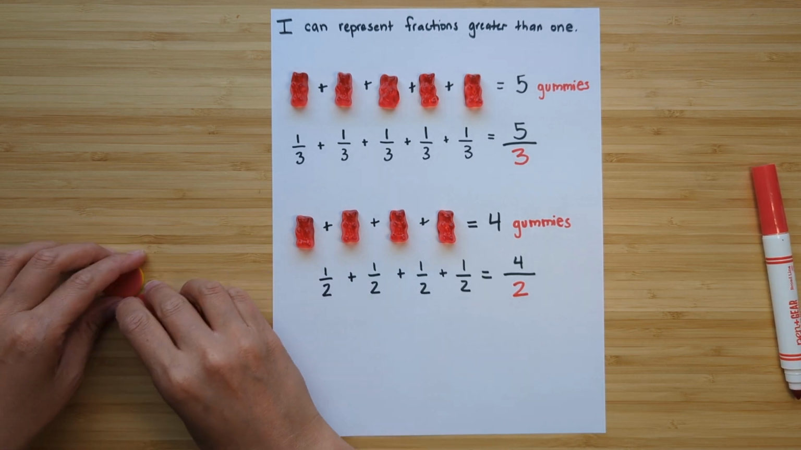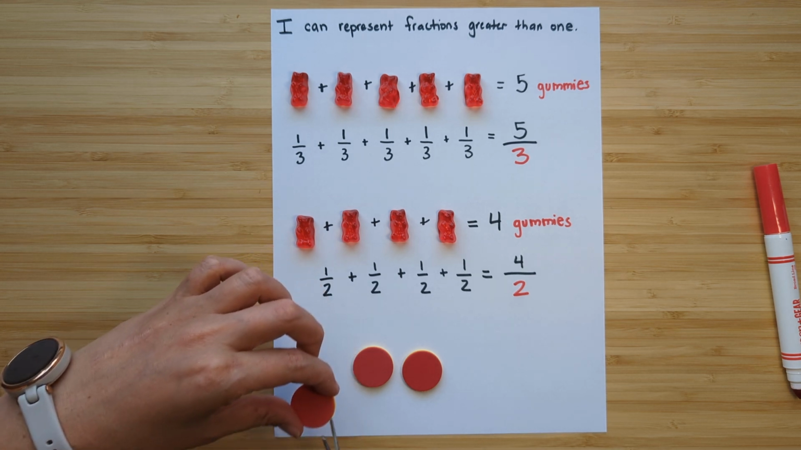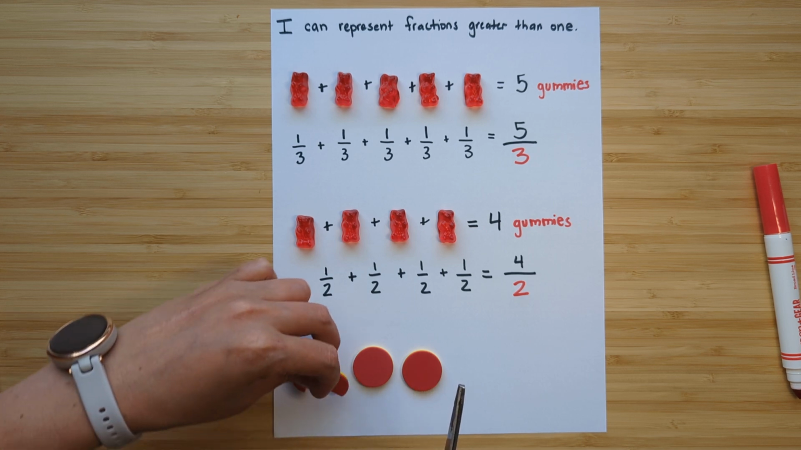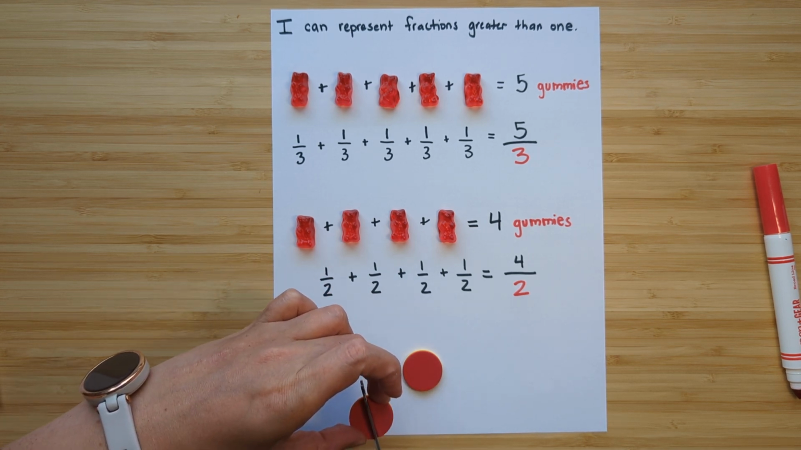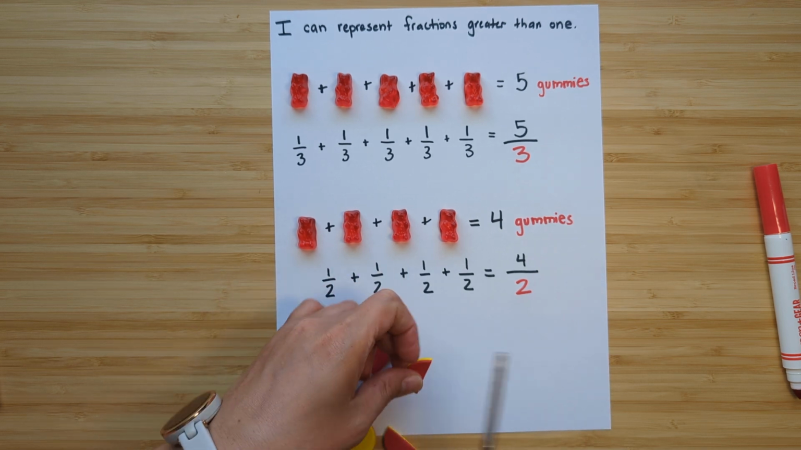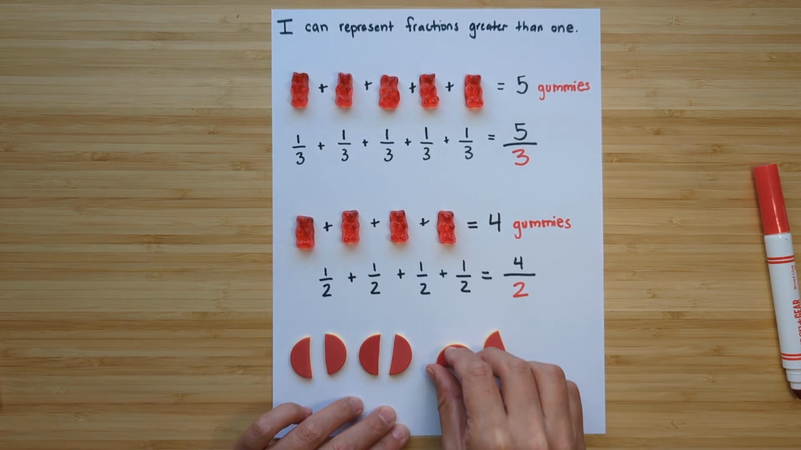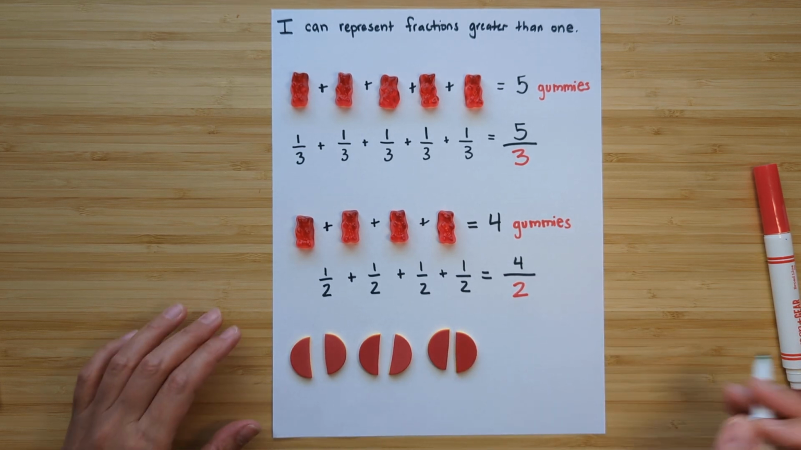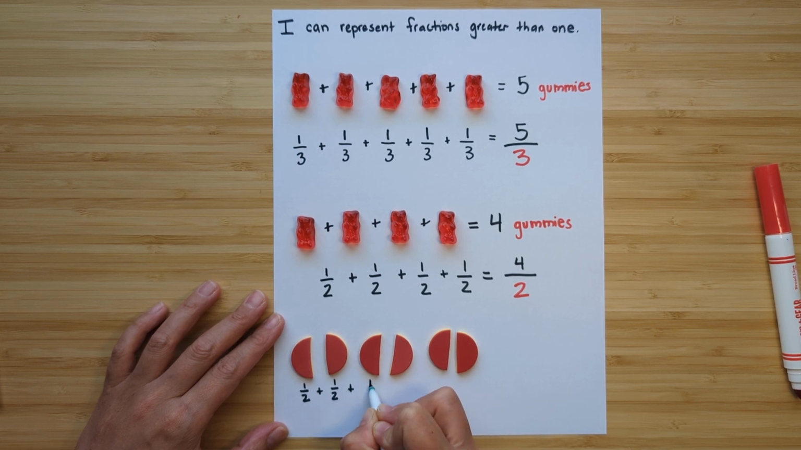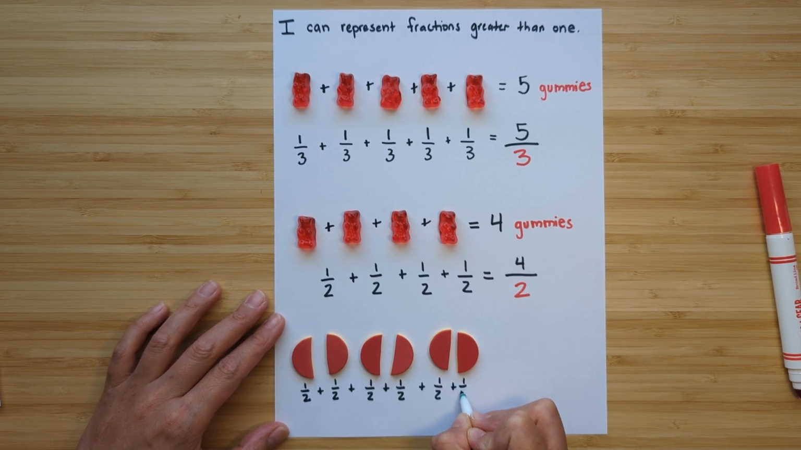Okay, let's try one more. Let's say I have 3 wholes here, right? But I want to represent them as fractions. And so I am going to cut them in half to my best ability to see if I can use it as a half. Maybe not totally perfect, but I want them to represent halves. Okay. There we go. So I have 1/2 plus 1/2 plus 1/2 plus 1/2 plus 1/2 plus 1/2, right?